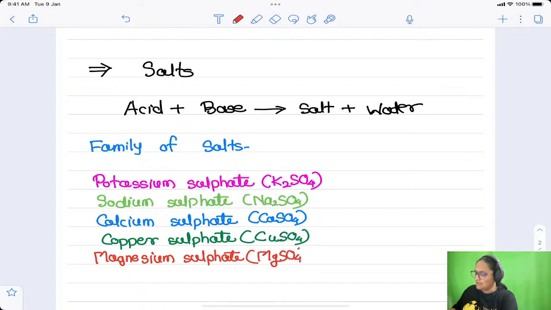Now what is common between all these examples? All of them contain sulfate. The formula for the sulfate group is SO4. All of them contain the sulfate group, the SO4 group. So that is the common part in all of them.